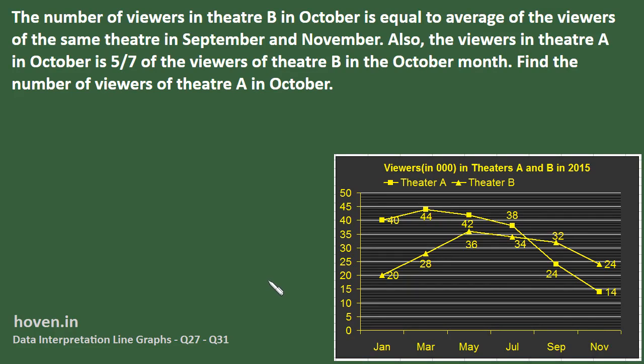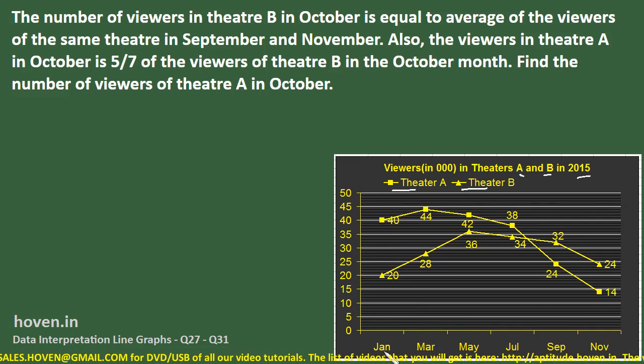So this is a question that is based on the line diagrams. Let us first of all try to understand what this diagram is about. The heading says that viewers in thousands in theaters A and B in 2015. The square is for theater A, this triangle is for theater B.